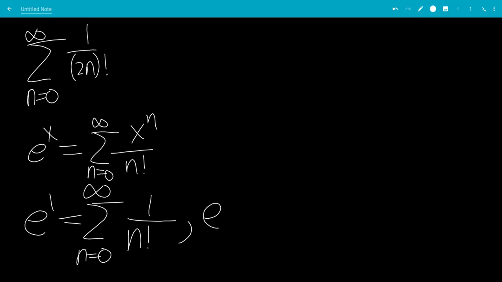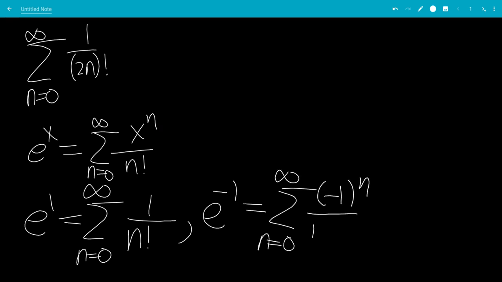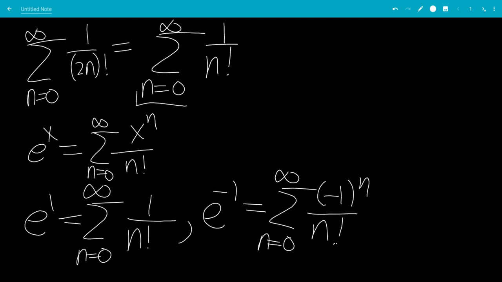And if we plug in negative 1, we get e to the negative 1 is the sum from n equals 0 to infinity of negative 1 to the n over n factorial. So this sum, 1 over (2n) factorial, is equal to the sum from n equals 0 to infinity of 1 over n factorial. But in this case, n has to be even.